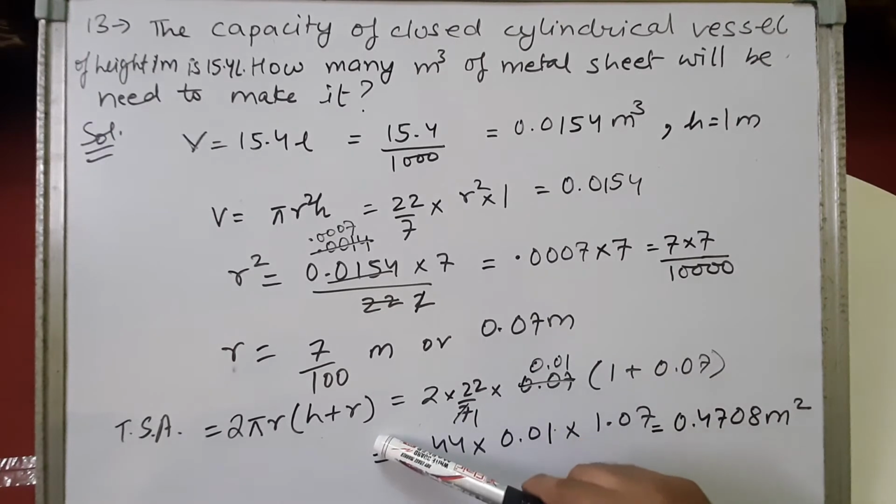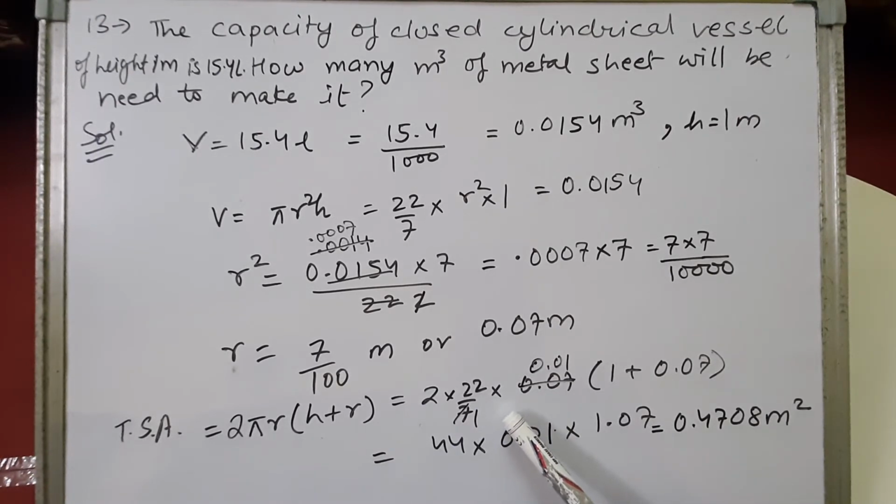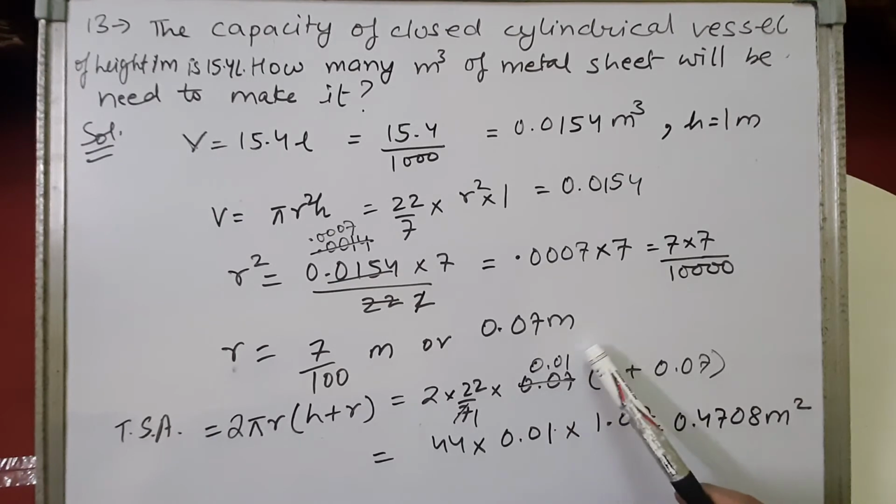The formula for finding the total surface area of a cylinder is 2 pi r bracket h plus r. Now we substitute the values of h, r and pi in this formula. So what we get is 2 into 22 upon 7 into 0.07 in bracket 1 plus 0.07. This will become 1.07, and the 7 and 7 will get cancelled. You will get 0.01. 2 into 22 will be 44. So when we multiply these three terms, we get 0.4708 meter square, which is the area of the sheet needed to make the cylindrical vessel. Alright children, please note down the solution.